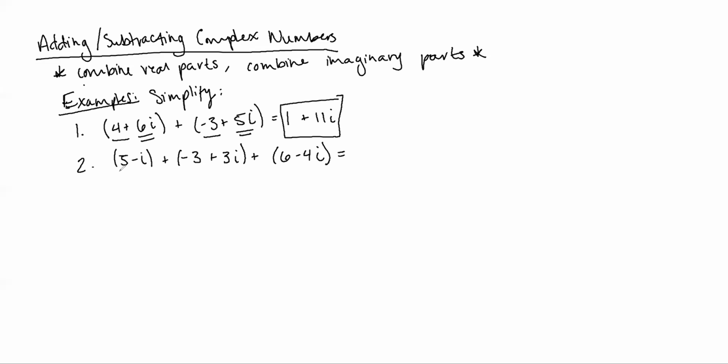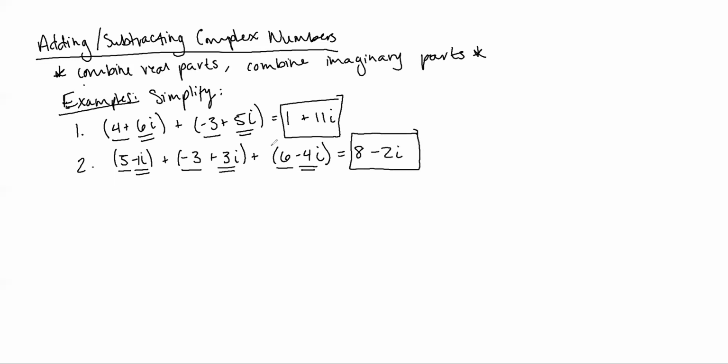So I'm going to have 5 plus a -3, that gives us 2. And then 2 plus 6 is 8. Then we have -i, so think of this as a -1i. So -1 plus 3 is 2, and then 2 minus 4 is -2i.